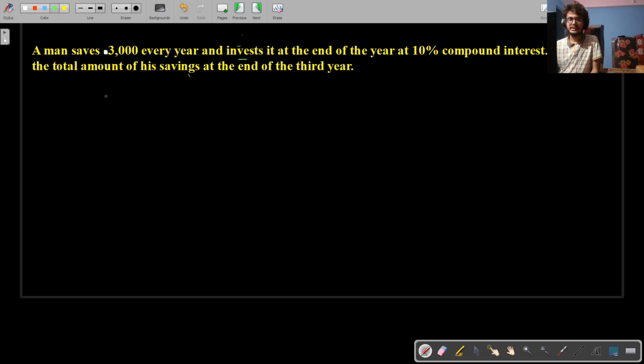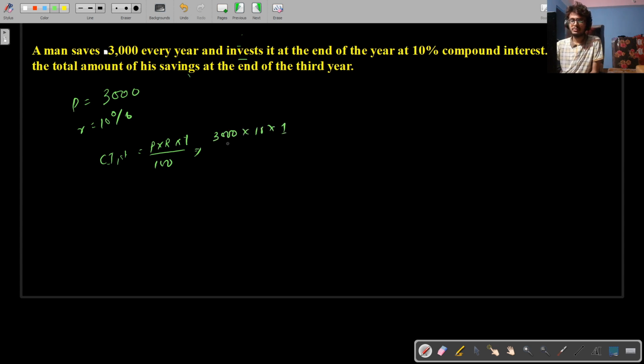So this guy invests 3,000 rupees, so his principal is 3,000. Rate is 10%. Oh my god, this is a very stupid mistake. So compound interest for the first year will be P into R into T by 100, which is 3,000 into 10 into 1 divided by 100. So this is correct up to here. We get an interest of 300. Amount becomes 3,300, right?